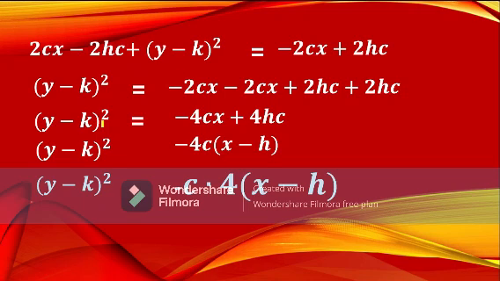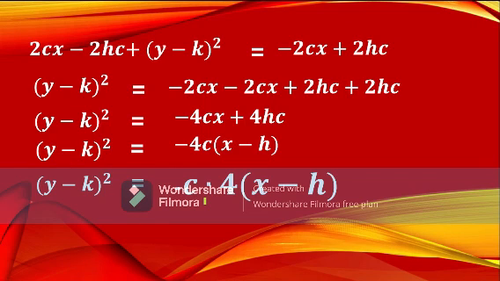Then y minus k quantity squared is equal to negative 4cx. Then 2hc plus 2hc is 4hc. Then y minus k quantity squared is equal to negative 4c times x minus h. Then y minus k quantity squared is equal to negative c times 4 times x minus h. So you've noticed this time the value of our c is negative.